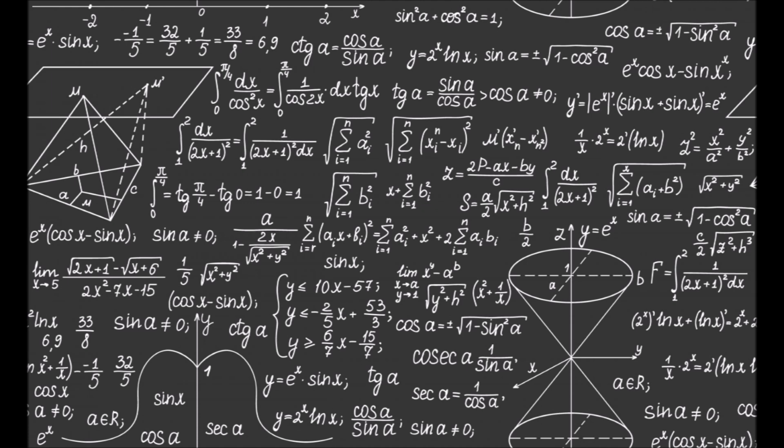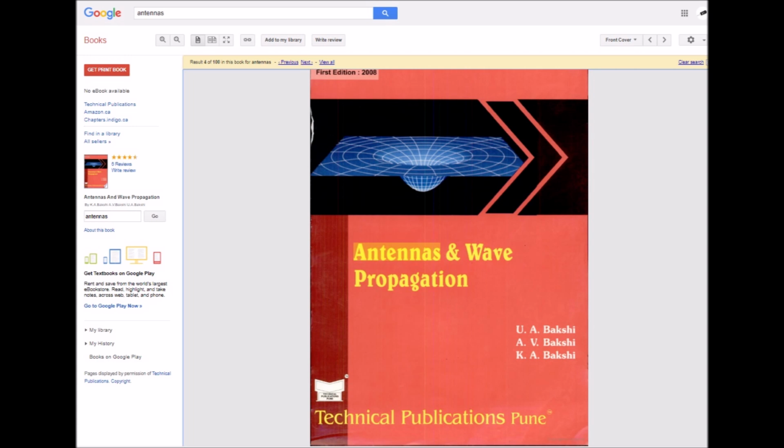Anyway, I found this book on Google Books. It's called Antennas and Wave Propagation by U.A. Bakshi and A.V. Bakshi and K.A. Bakshi. So this might be brothers or brothers and sisters. This is a family effort, which is interesting to see. So I'm going to read this. There's a lot of math, so all credit goes to the Bakshi family, and I appreciate what they created.